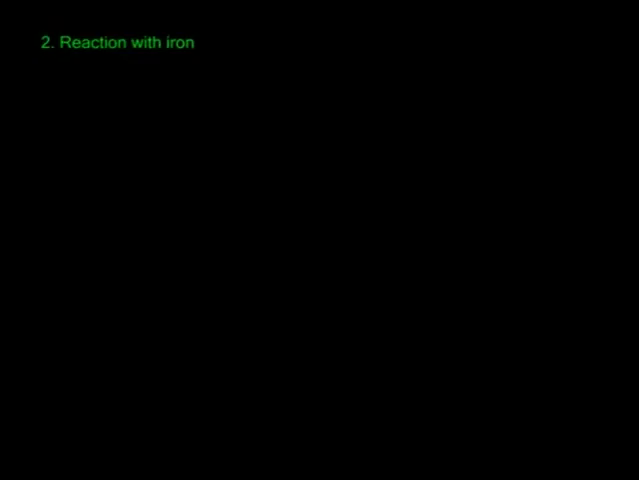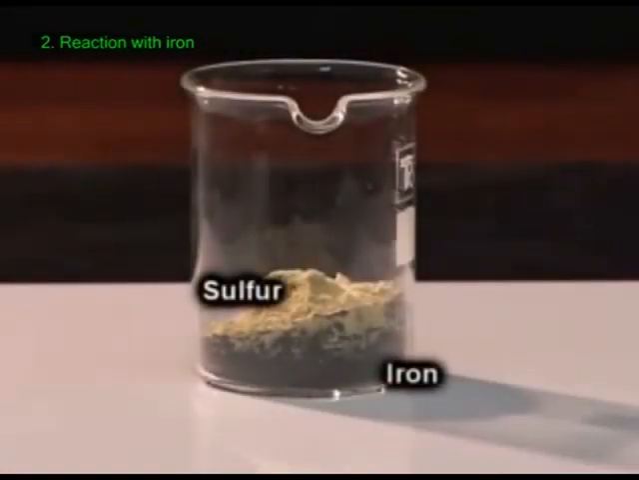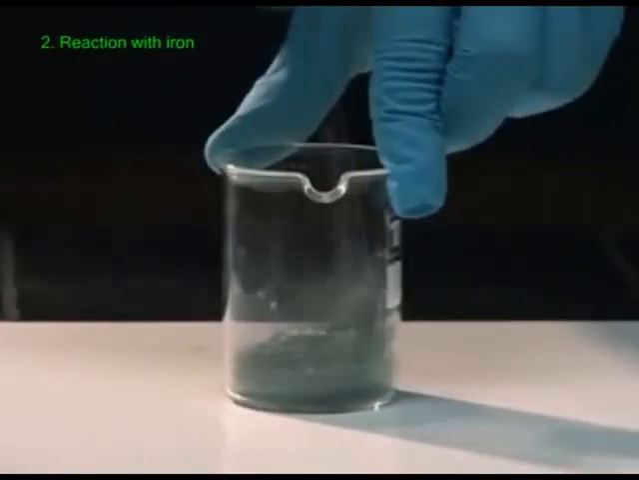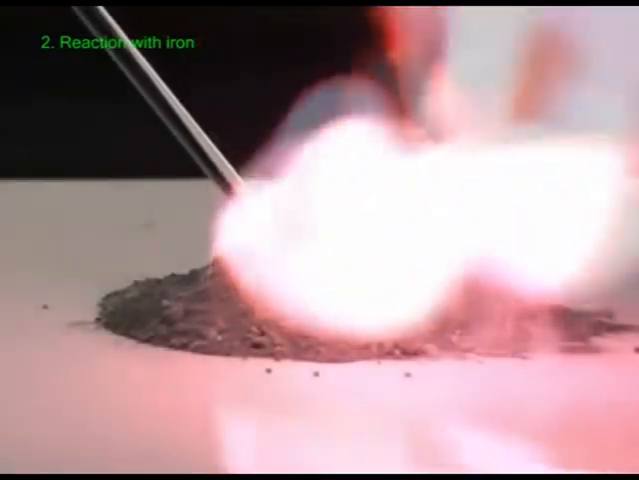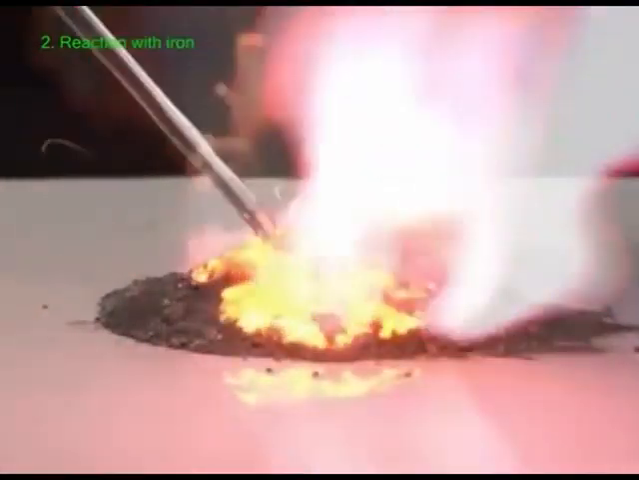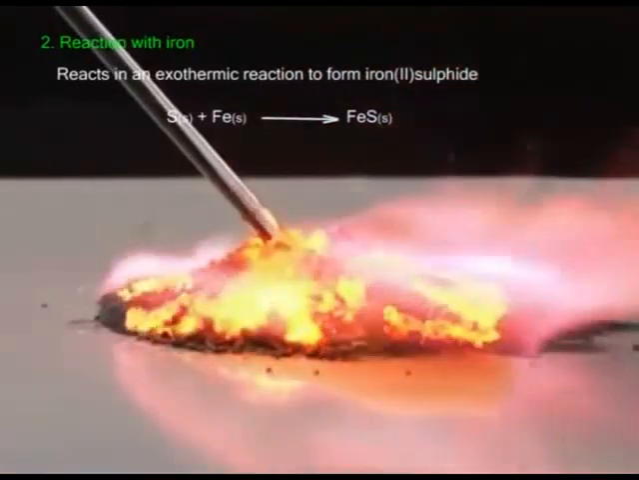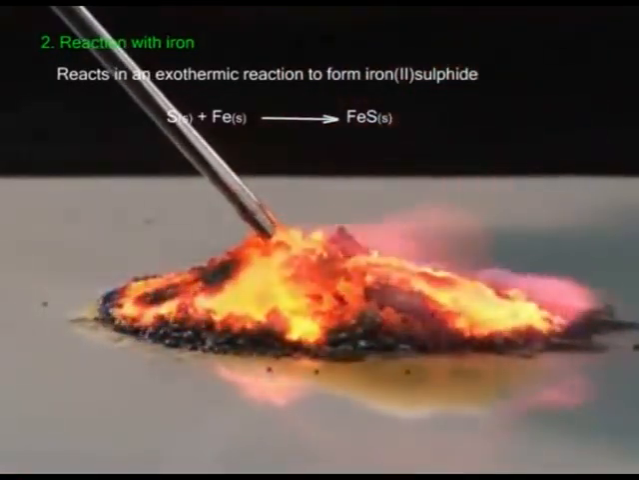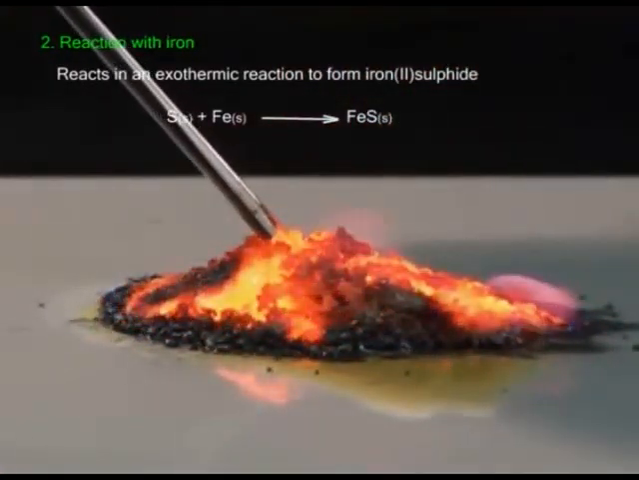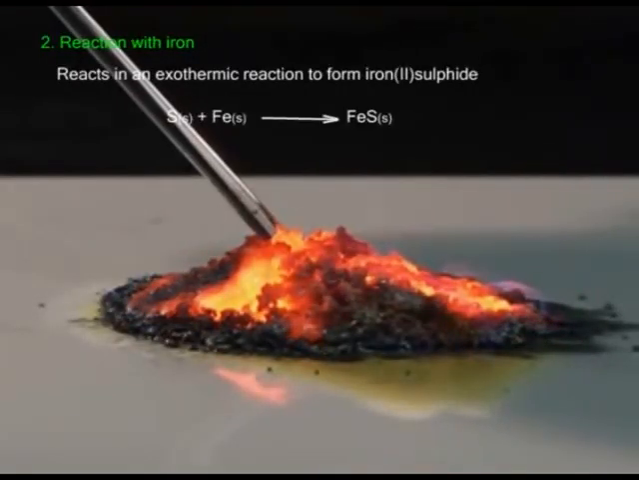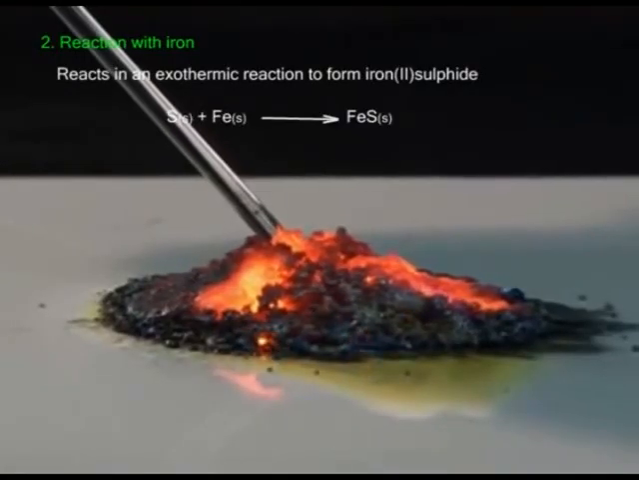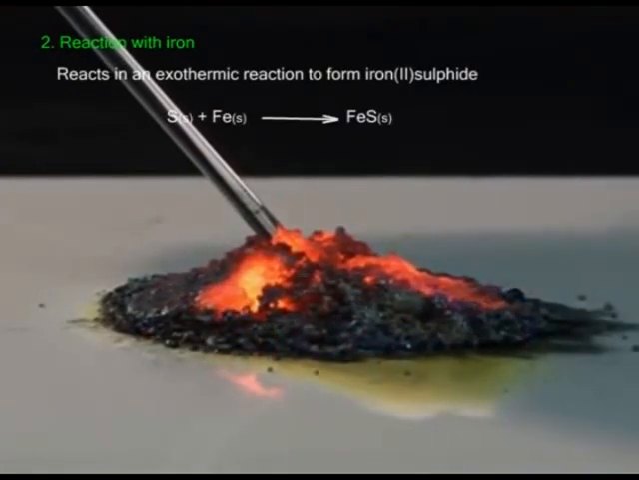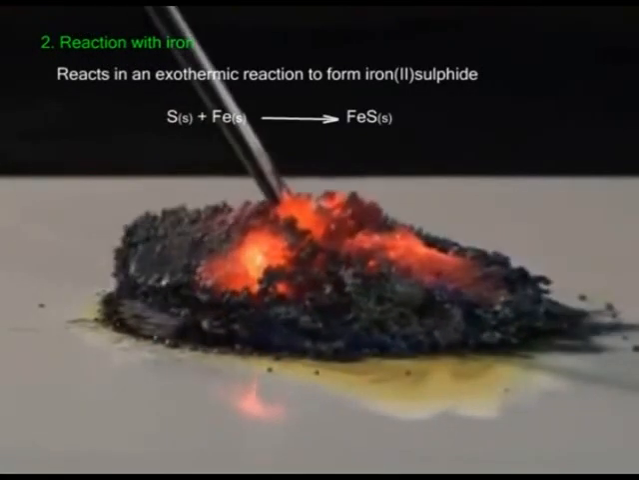Reaction with iron. When a mixture of iron and sulfur is heated, it starts to glow. The glow continues and increases in intensity even after the heating is stopped. This shows that the reaction is exothermic. A black solid of iron 2 sulfide is formed.